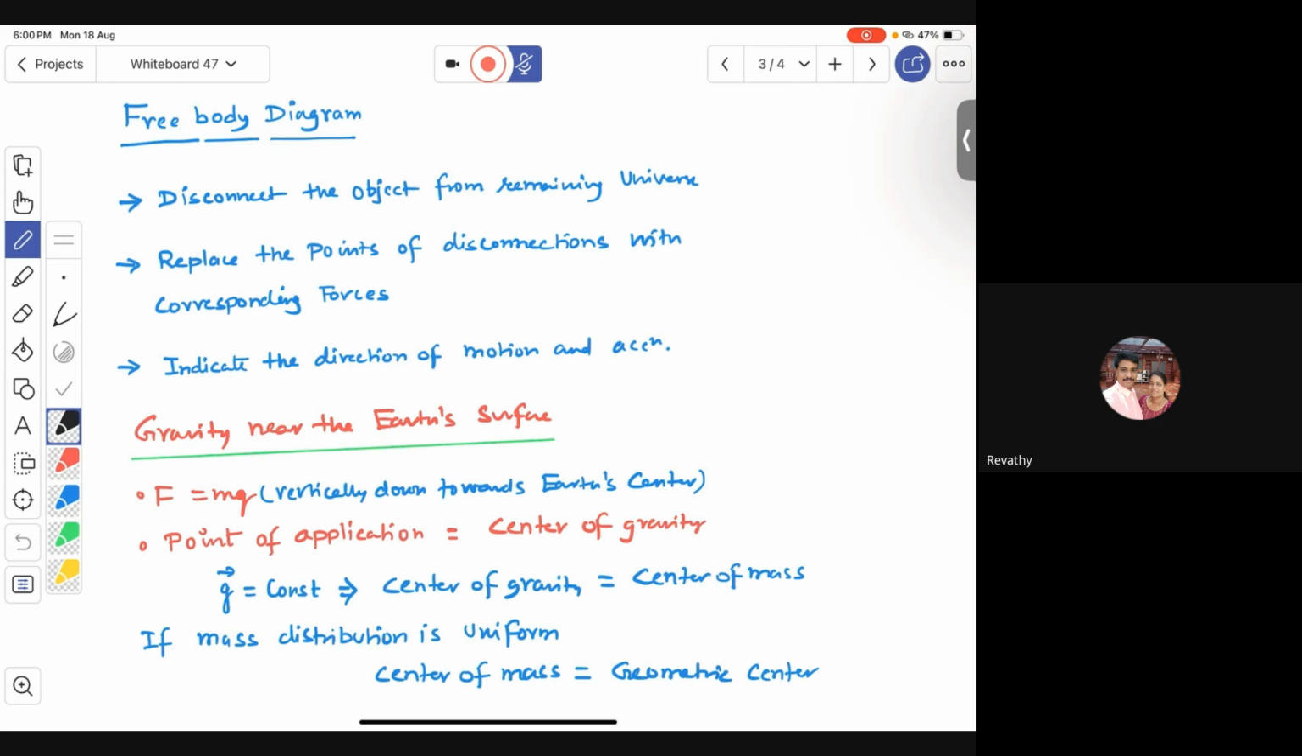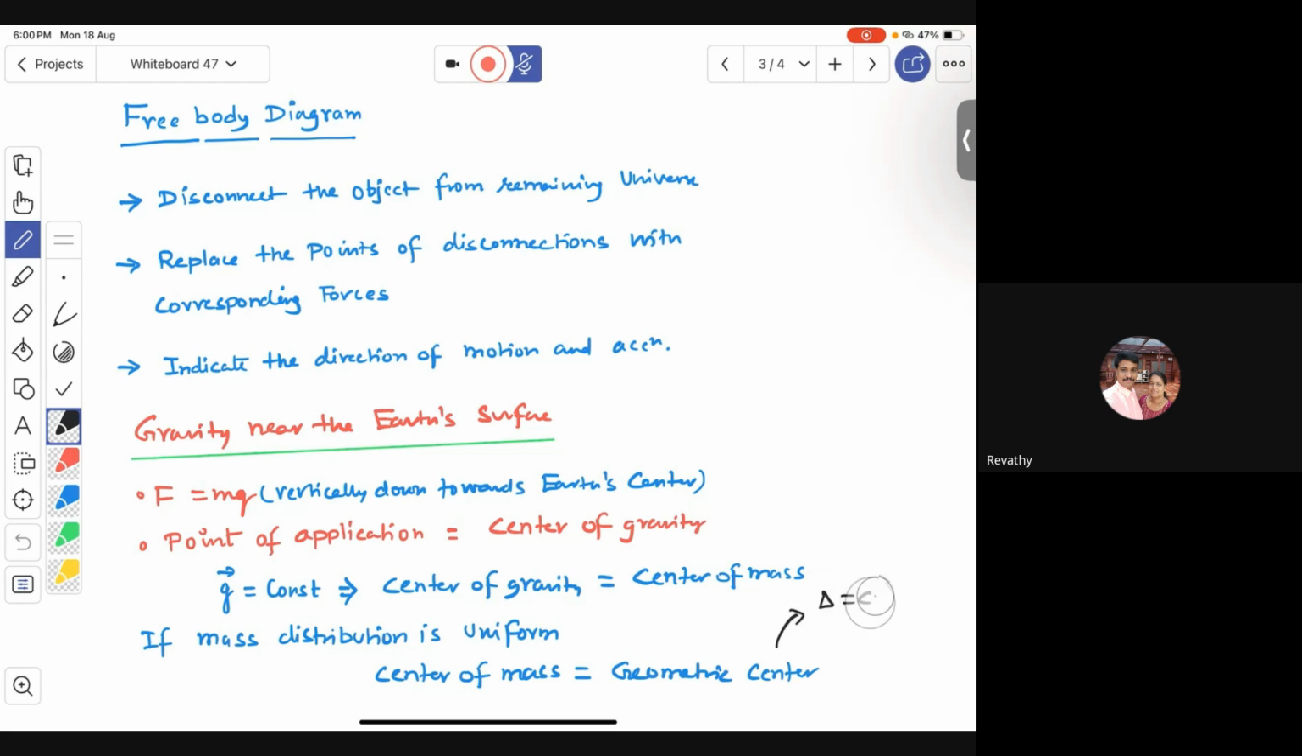So the force of gravity near the surface of the Earth acts on a point object or some object with magnitude mass into g, and acts vertically down towards the Earth's center. We apply that force at the center of gravity. And when g, the acceleration due to gravity, is constant, which is the case everywhere in this chapter, the center of gravity is the same exact thing as the center of mass. And the center of mass is the same exact thing as the geometric center. Like, for example, what really is the geometric center of a triangle?